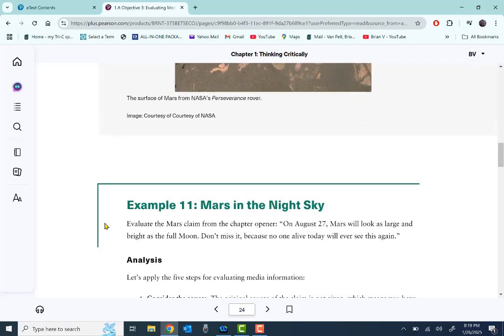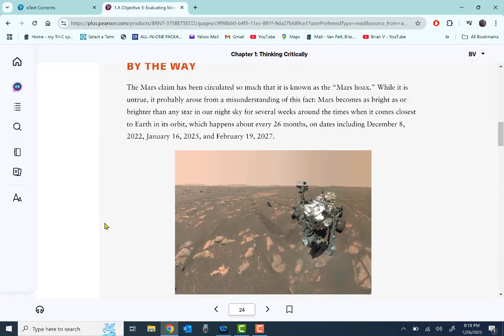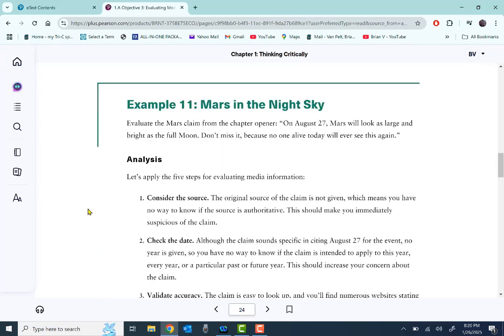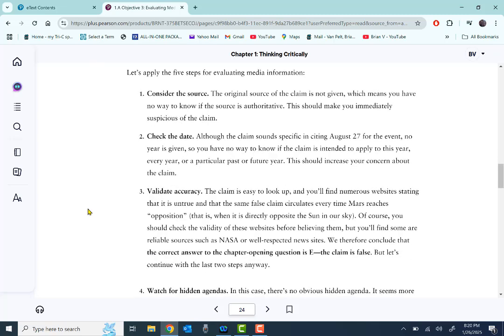In fact, look at this. Let's go back to what the thing said. Mars becomes as bright or as brighter than any star in our night sky. It did not mention moon. So, first of all, the moon is not a star. That would be a pretty big picture item. Another thing, too, is that Mars comes nowhere near the Earth as so much as the moon does.